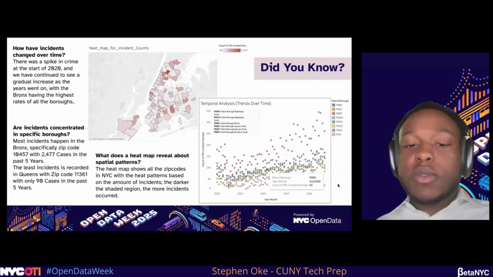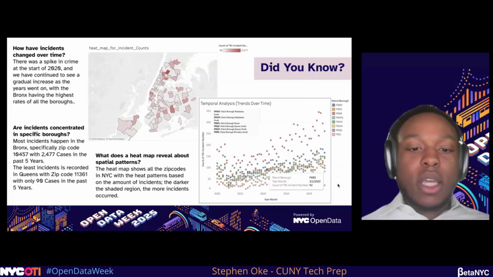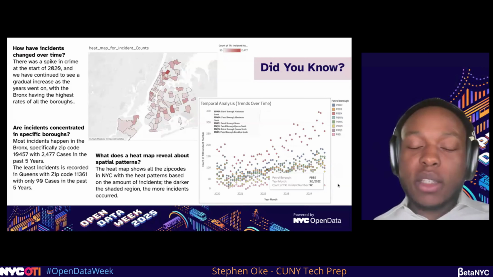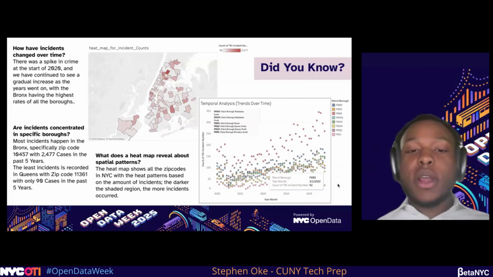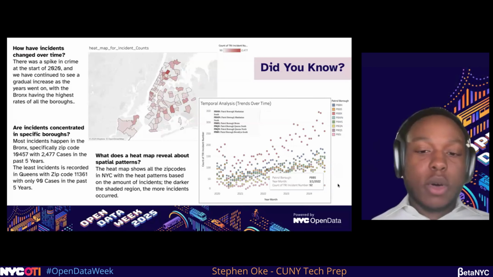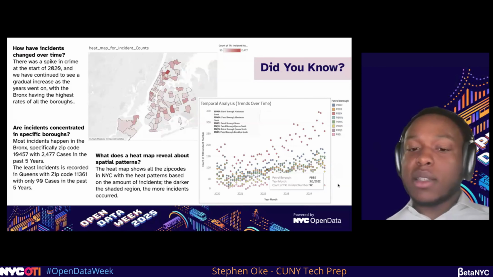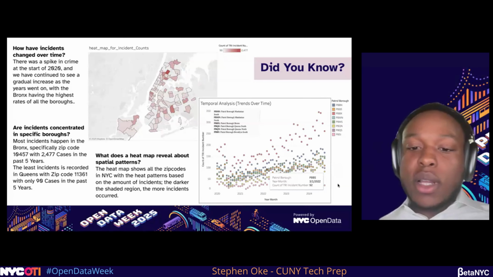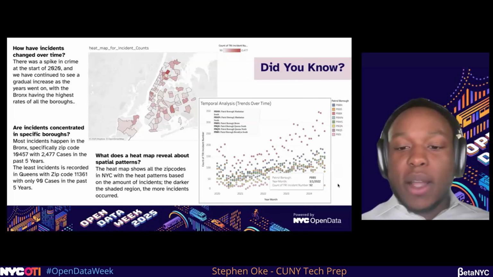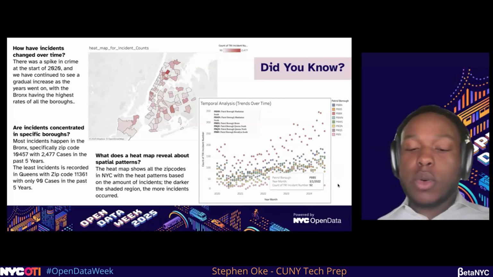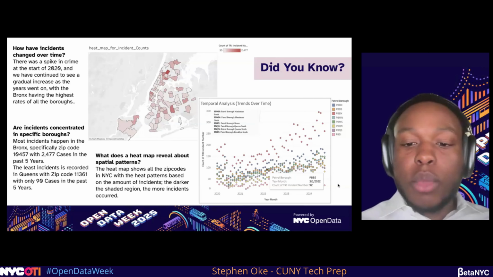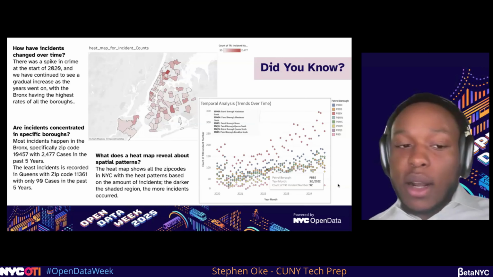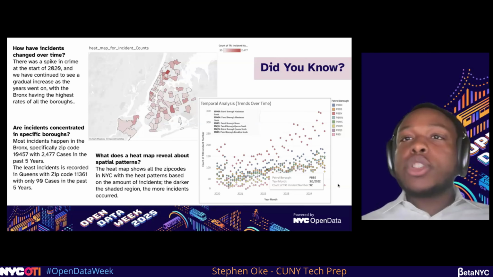But the incidents changed over time. We had a heat map that was grouped by zip code. So we had the crime cases by zip code that was grouped. We had a temporal analysis that was grouped by the precincts that are in the borough, like the precincts of Manhattan South, Manhattan North, Bronx, Queens South, Queens North, Brooklyn South, and Staten Island. And those were the initial questions that we had.